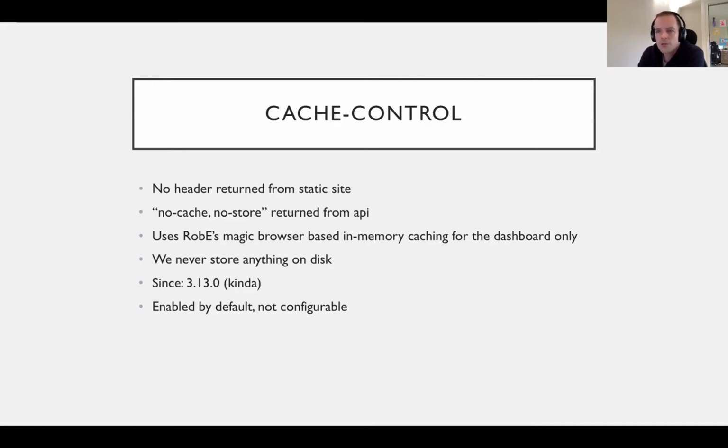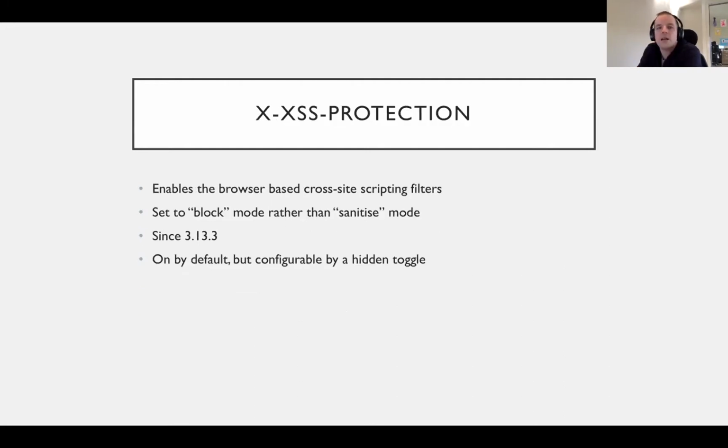I'm looking forward to the responses from that security team about that one. The next one is X-XSS-Protection, for cross-site scripting. Browsers, IE and now Chrome, have some inbuilt filters to detect and prevent some cross-site scripting attacks. By default the filters are turned off, but you can enable them. We have enabled it, and we've set it to block mode rather than sanitize mode.